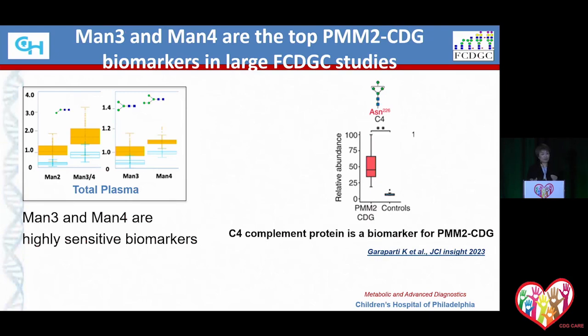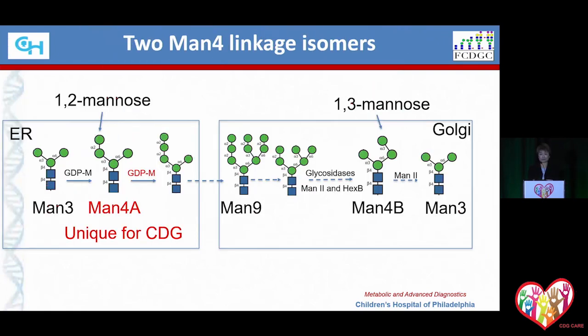But MAN4 in our hands is not unique. What that means is when you look at the controls, these blue bars are the controls, so normal people have it too. Similarly, the other study also found that normal people have MAN4 as well, in small amounts. Although the amount is small, that can be a problem when we screen millions of normal people. So can we make it better?